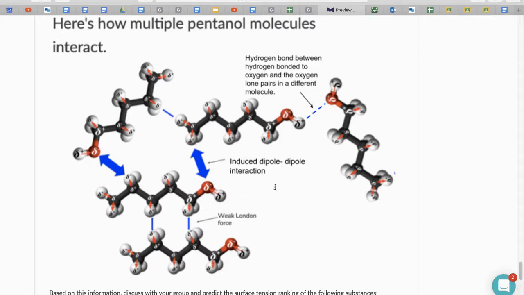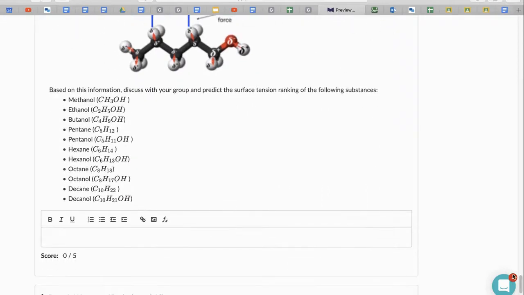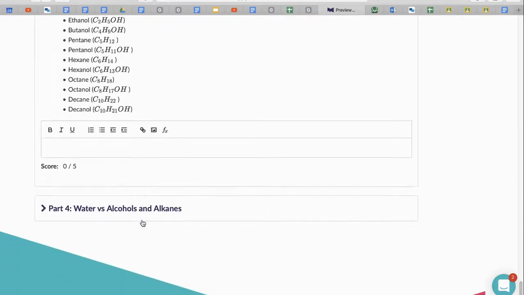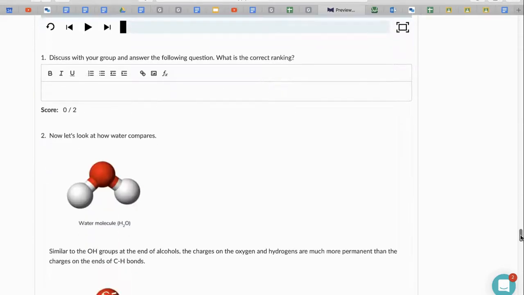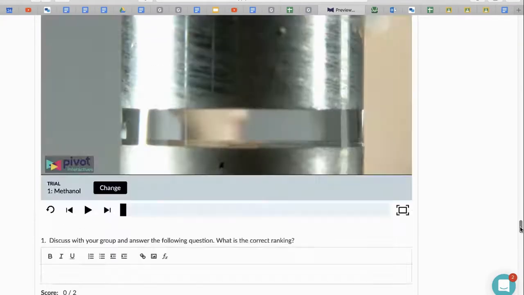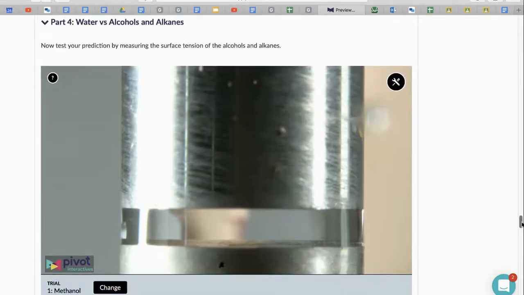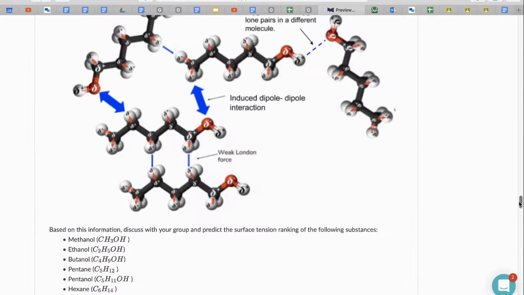Okay, so there's a lot going on in pentanol. We can see that pentanol has dipole-dipole forces, has London forces, and it can also hydrogen bond. Based on this, you're asked to make a prediction about these, and we talked about exactly what it is that's causing the different surface tensions in these molecules. And here you do another test of these three substances. In general, surface tension increases as the intermolecular forces increase.